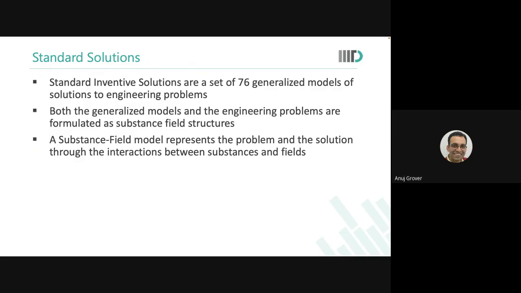So what are these? These are standard inventive solutions of 76 generalized models to solutions to engineering problems. Both the generalized models and the engineering problems are formulated as substance field structures. And the substance field model represents the problem and the solution through interactions between substances and fields. So basically, what had happened?